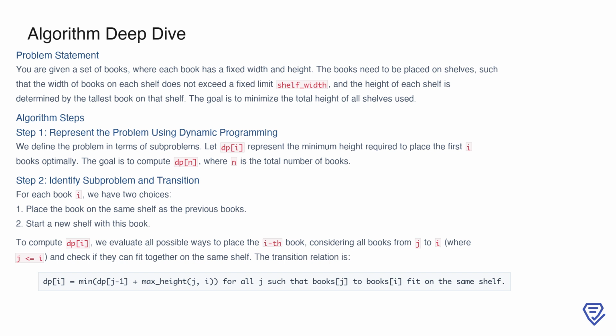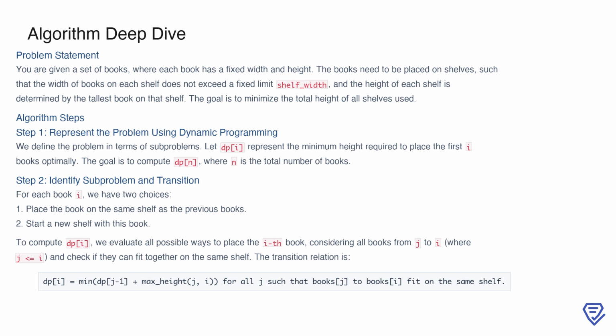In this problem, we are tasked with placing a given set of books on shelves in such a way that the total height of all shelves is minimized. Each book has a fixed width and height, and the width of books on a single shelf cannot exceed a specified limit called shelf_width. Additionally, the height of a shelf is determined by the tallest book on that shelf.